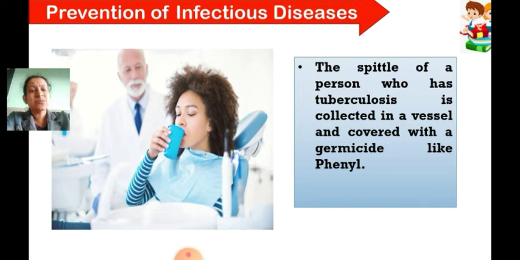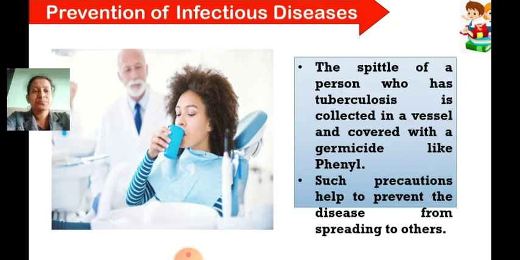Okay, so when it is getting collected, it can be killed with the help of a germicide like phenyl. Phenyl is a very effective chemical which can kill the germs. Therefore, in the toilets and all, phenyl is used. You might have heard about it, right? Fine. Then such precautions help to prevent the disease from spreading to others. So it will not spread.